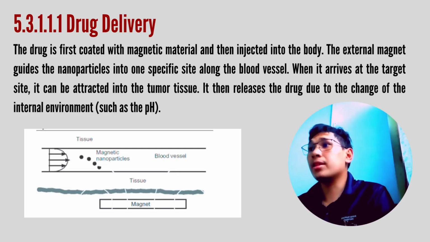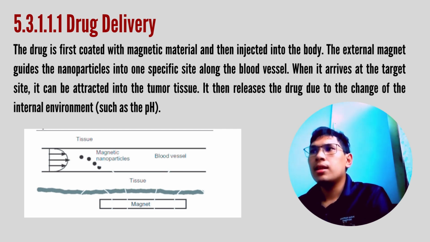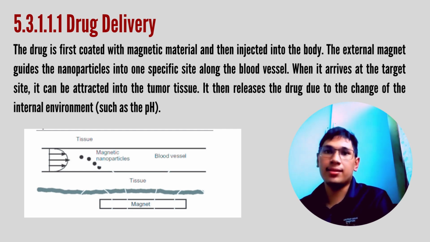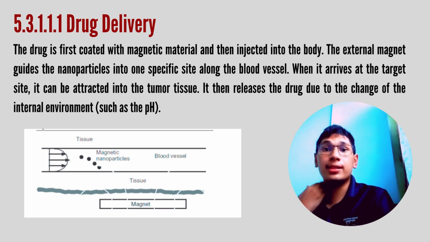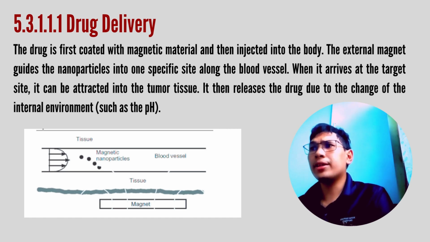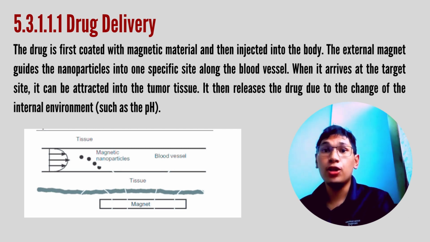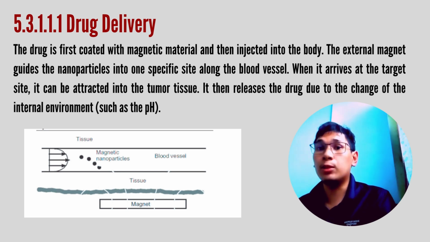It can be seen here that the drug is first coated with a magnetic material and then injected into the body. The external magnet guides the nanoparticles into one specific site along the blood vessels. There's actually a magnet that controls the outside movement of the nanoparticles. Then, when it arrives at the target site, it can be attracted to a tumor tissue, which releases the drugs due to the change in internal environment, such as a change in pH, either high pH or low pH, due to the acidity or basicity of the tumor.